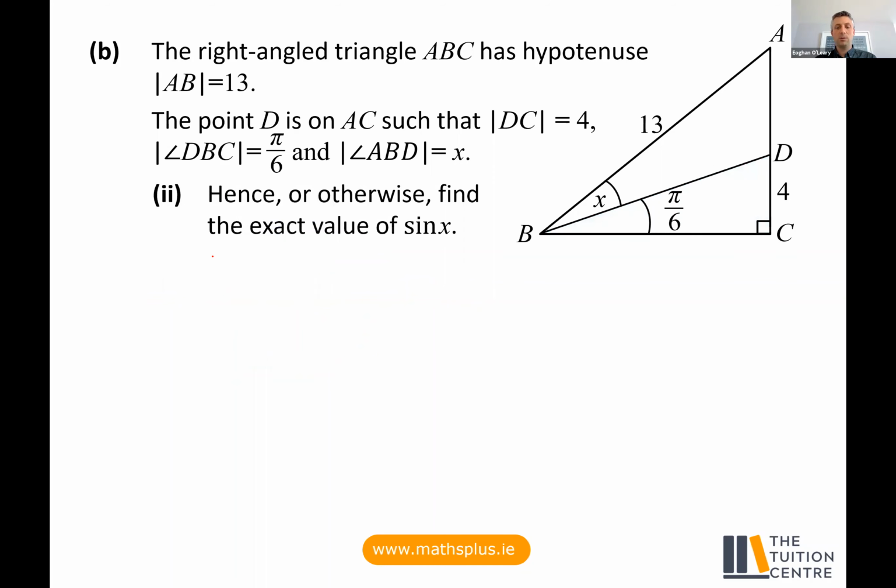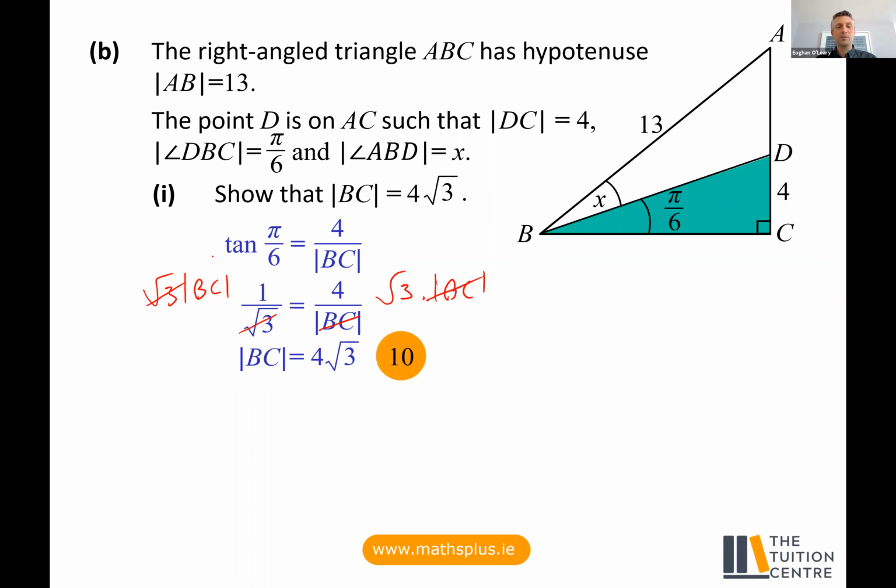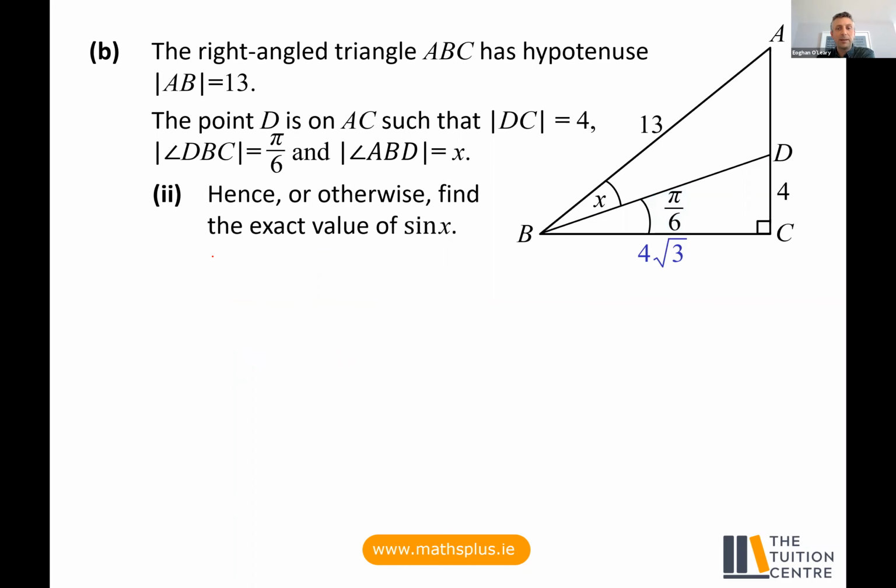And again, once you're comfortable with this stuff, it was an easy 10 marks. But we know some people will be thrown off by the idea of using the radians. They might just not be as comfortable with it. Hence or otherwise, find the exact value of the sine of x. So this is one students might have to think about for a while.